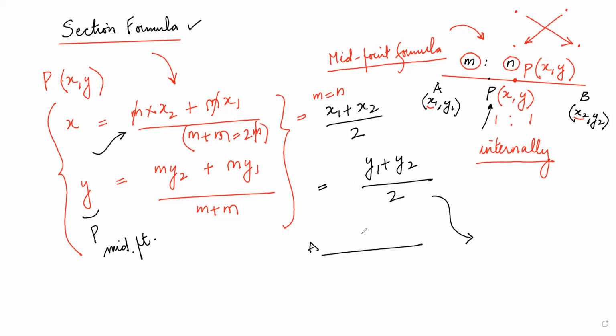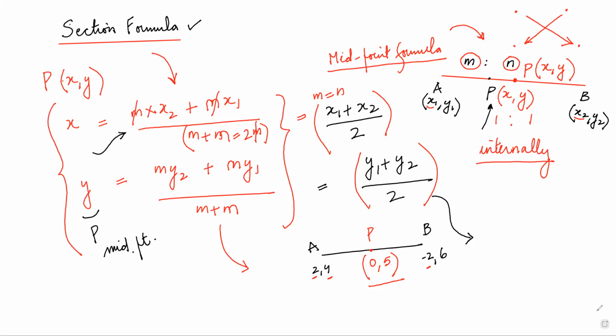Let's say this is line AB. The coordinates of point A are 2 and 4, and coordinates of point B are, let's say, -2 and 6. Now, simply, someone asks, what will be the coordinates of center point P? So coordinates of center point are x1 plus x2 by 2 and y1 plus y2 by 2. So the abscissa of P will be 2 plus minus 2 by 2, that will be 0. And ordinate will be 4 plus 6 by 2, that will be 5. 4 plus 6 is 10, 10 by 2 is 5. Very simple.